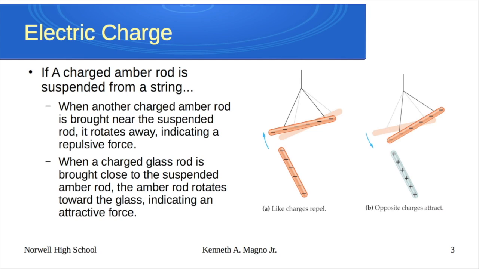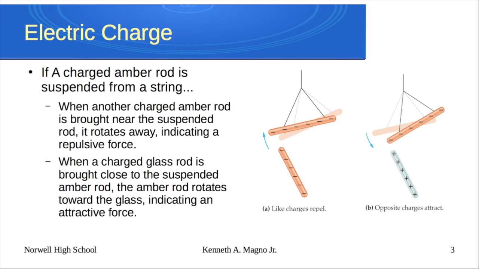So as an example, if we took two amber rods or two pieces of amber, we hung one of them after it was charged, and the other one we just kind of hold on to so we can move it around like a wand. If I put those two like charges near each other, those two negative charges, extra electrons and extra electrons, they would repel each other.